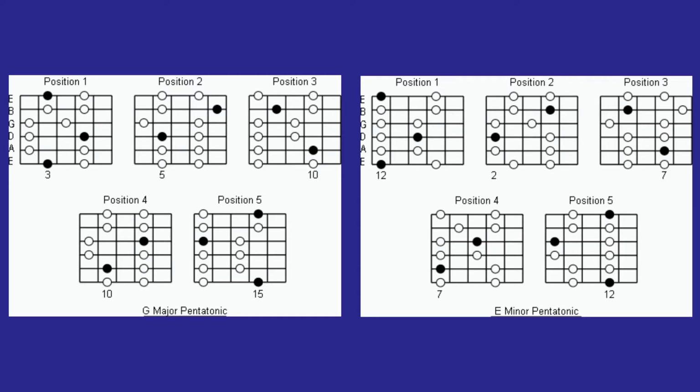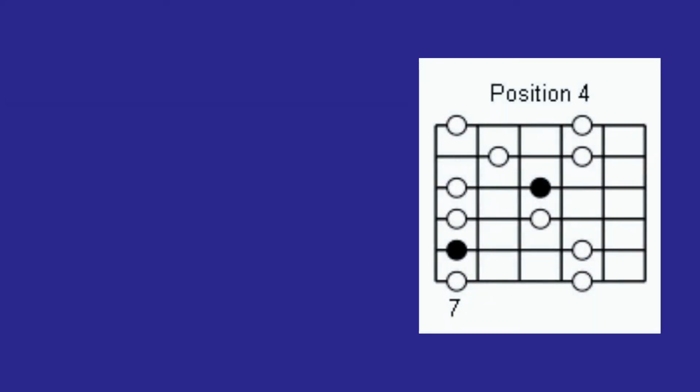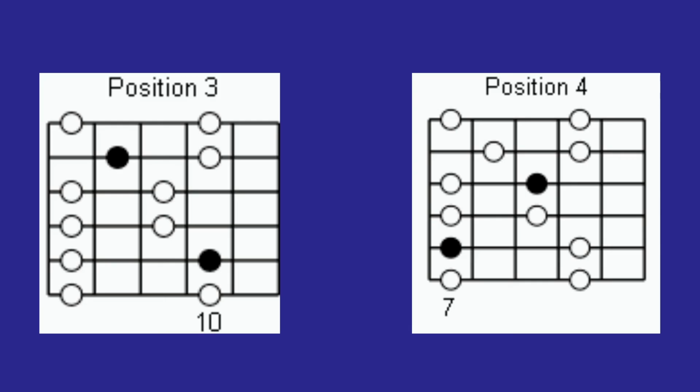You notice anything familiar? The positions are identical with 2 exceptions. 1, the position names are different. Position 4 for the E minor pentatonic is the exact same as position 3 for the G major pentatonic. And 2, the root notes are different. This is how you can use the same pentatonic scale diagrams for both major and minor keys.